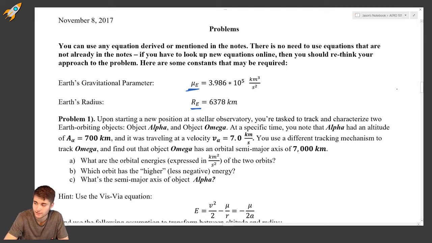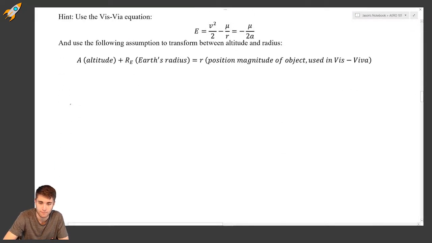So let's do problem A first. We want orbital energies, and we know E is equal to V squared over 2 minus mu over R.